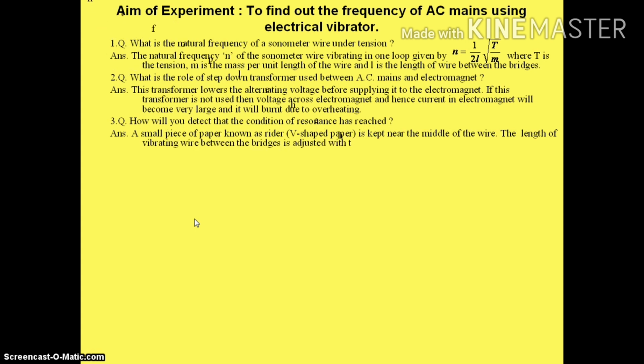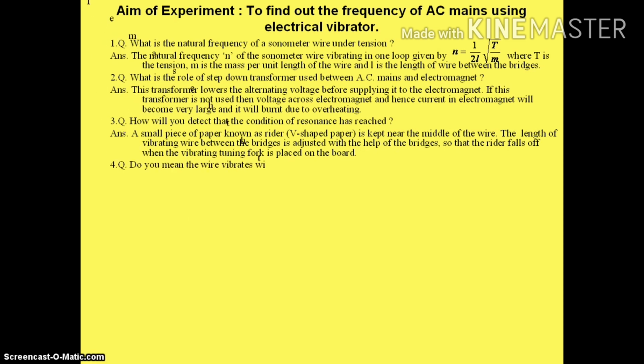So take a small piece of paper known as the rider, that is V-shaped paper. It is kept near the middle of the wire. The length of the vibrating wire between the bridges is adjusted with the help of the bridges so that the rider falls off when the vibrating tuning fork is placed on the board, right? So at that time we say that resonance has occurred, right?